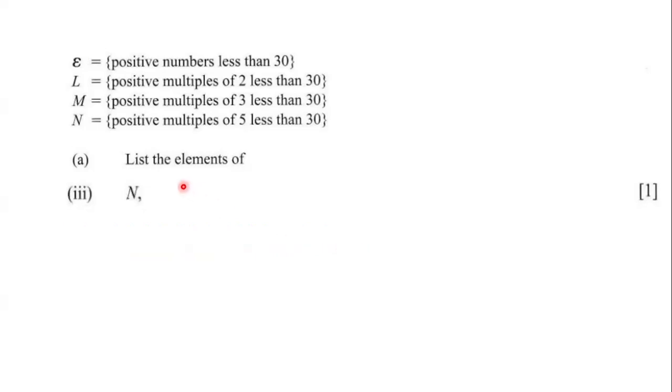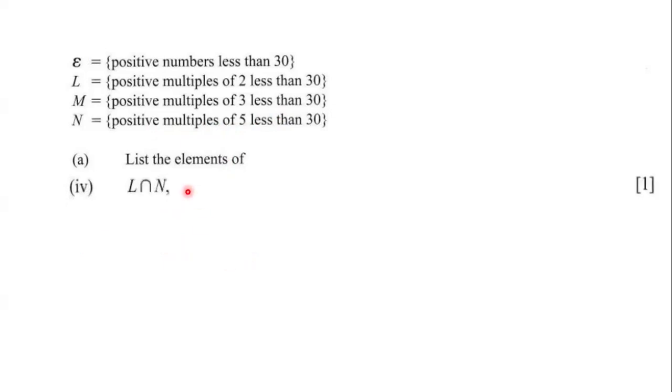Next, they want us to list the elements of N, and the elements of N are positive multiples of 5 less than 30. So let's list them. We have 5, 10, 15, 20, and 25. So these are positive multiples of 5 less than 30.